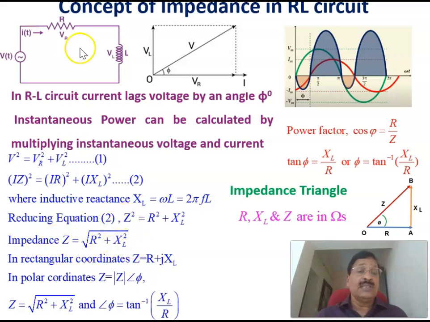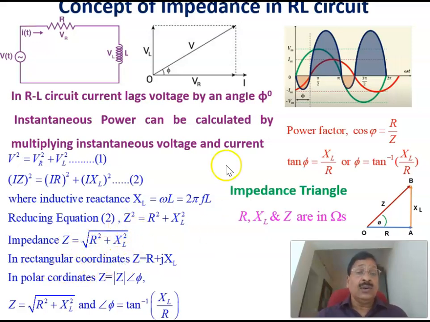This is the impedance of an RL circuit, root of R square plus XL square. That is the magnitude of the impedance, where XL is called the inductive reactance, which is equal to omega into L, or 2 pi f into L. The unit is ohms. Therefore, Z equals root of R square plus XL square.